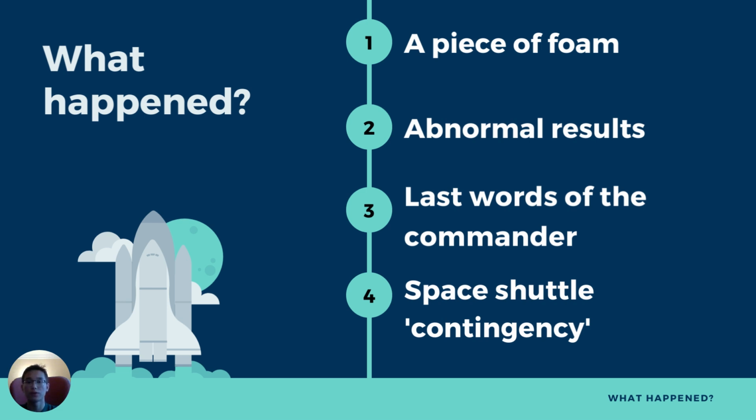So we can see that the first event which happened in this disaster is a piece of foam which fell from the Columbia shuttle. It was later found that this piece of foam broke the left wing of the shuttle, which was one of the main causes of this disaster. But about that, I will tell you later.